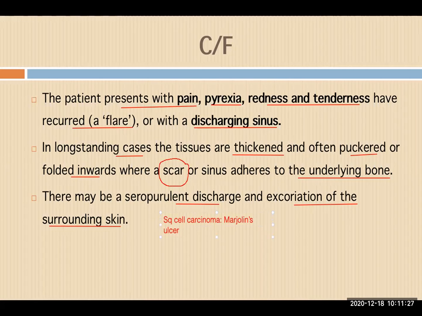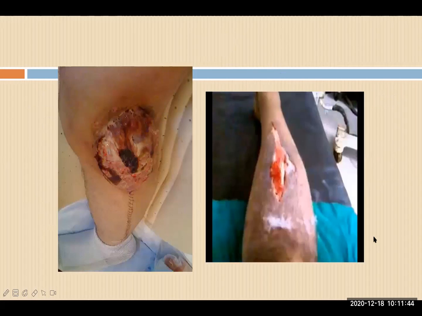It looks like an ulcerated appearance. But if you take a biopsy from there, it's a type of squamous cell carcinoma. And this is known as Marjolin's ulcer. Small information which may be very, very important from the MCQ point of view. Let's move on.